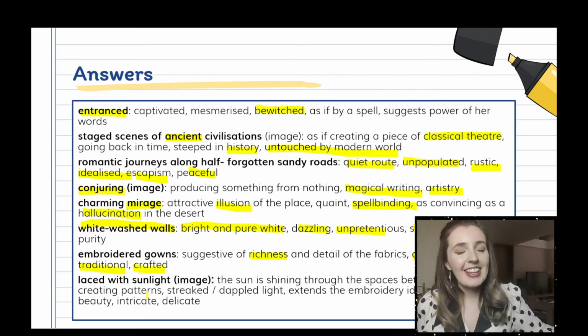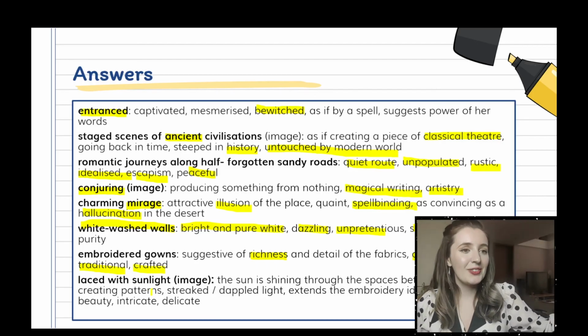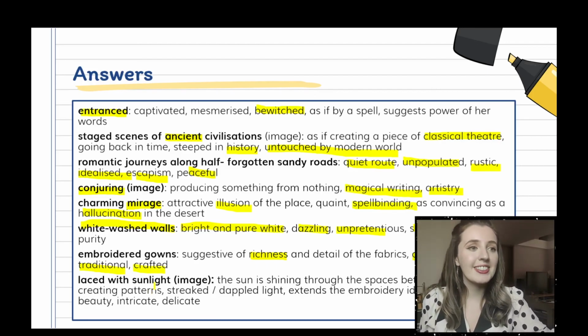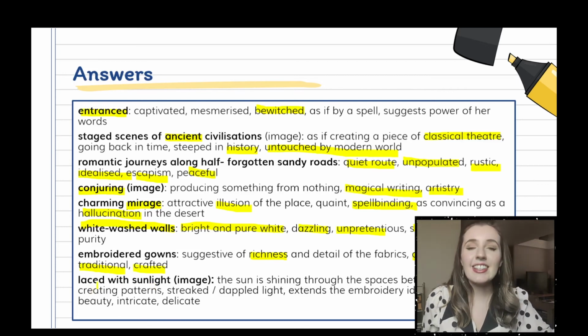And then just like the gowns and dresses are handcrafted with all these small, delicate, intricate patterns, you can also say like the landscape matches that.